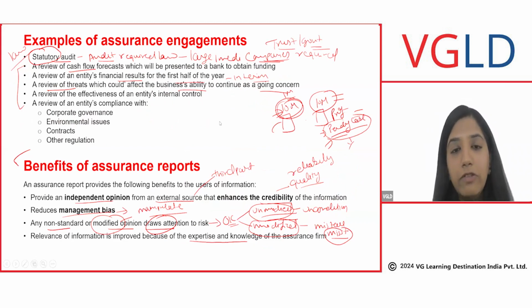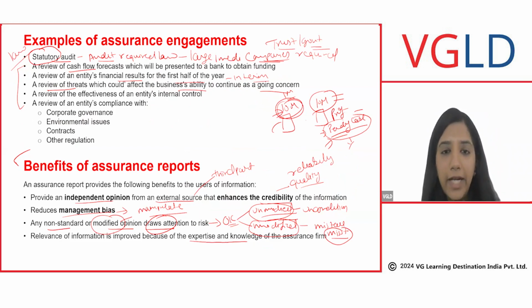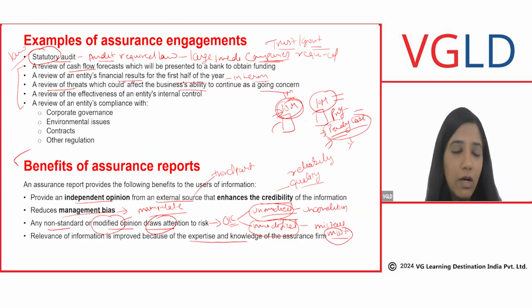Now, examples of assurance engagements. So what types of assurance engagements do you come across when you are working as an auditor? One, it's your stat audit that you conduct. What do you review? You review cash flow forecasts. I hope you all have an idea of what cash flow forecasts is when it is presented to the bank to obtain funding. Like I mentioned, there are different users of your reports. So if the bank is using, they would want to know if you are liquid enough to pay back their interest on time, to pay back their principal amount. So they would want to know how your cash flow looks like.